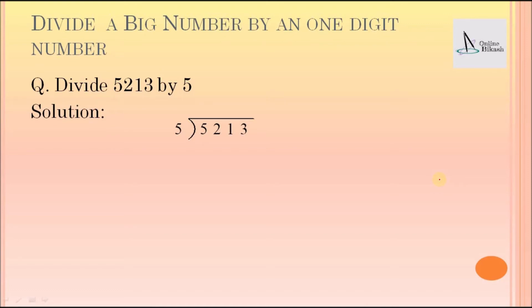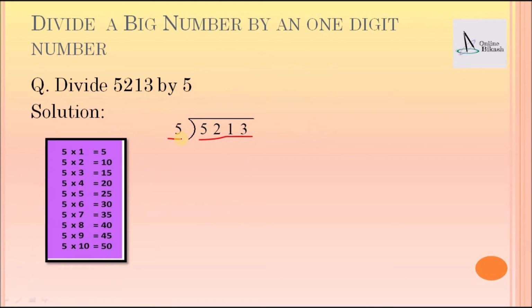Okay, now let us try to divide this 5213, such a big number. You see, 5213, and we will divide it by 5. Okay, we will divide it by 5. But wait, something I have forgotten. Yes, we need the table. Yes or no? If you have not memorized the table, then memorize it. Whenever you are going to divide by 5, you need the table of 5. So I assume that you know the table of 5.